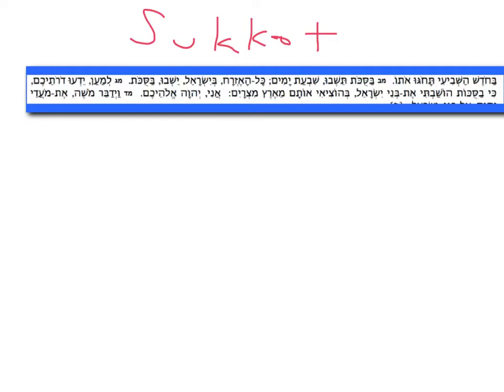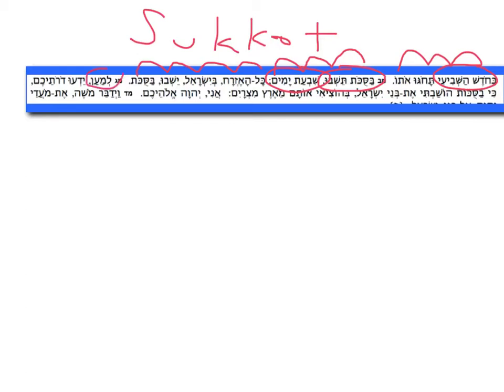Let's start from the beginning. B'chodesh hashvi'i tachogu oto. You should celebrate it in the 7th month. Okay, so that's something good. It tells us when. Then it continues. What's the mitzvah? Basukot teshavu shiva yamim. You should dwell in Sukkot for 7 days. Okay, so we'll circle Basukot teshavu. We'll also circle shiva yamim, because that also helps us out. Who is supposed to? Kol ha'ezrach b'Yisrael yeshvu b'Sukkot. All Jewish people should dwell in Sukkot.